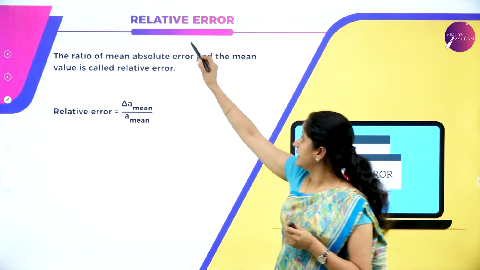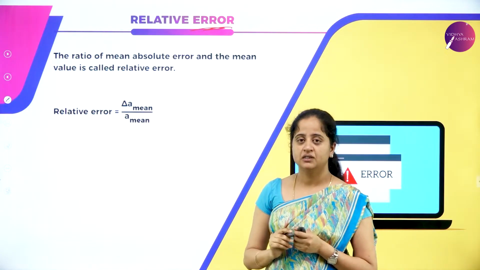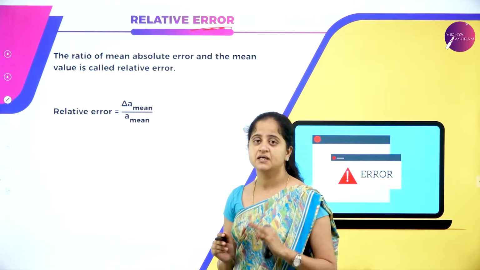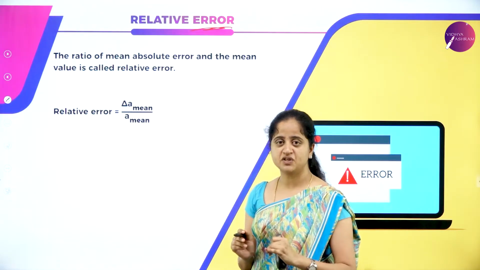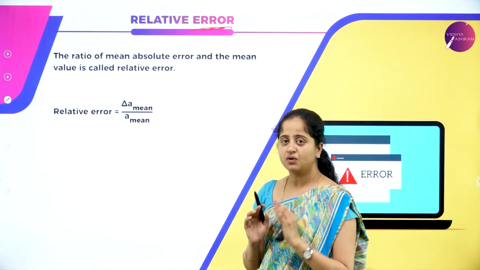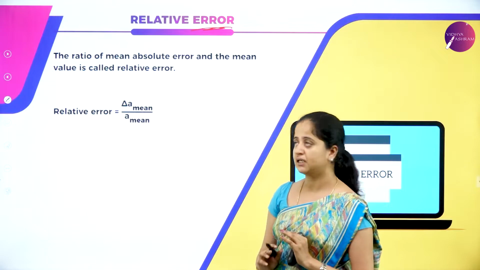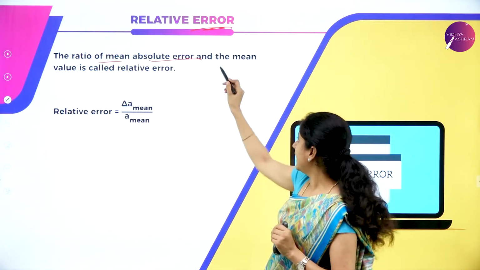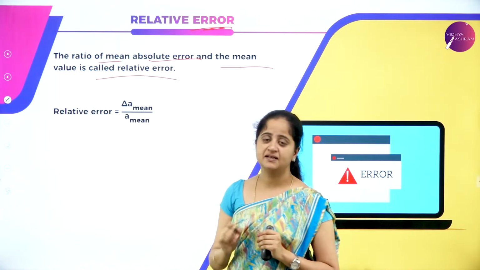Next we have relative error. So what is this relative error? I told you there are three ways to express errors. One is absolute error, the other one is relative error, and the other one is percentage error. So what is relative error? How can it be calculated? The ratio of the mean absolute error and the mean value is called the relative error.